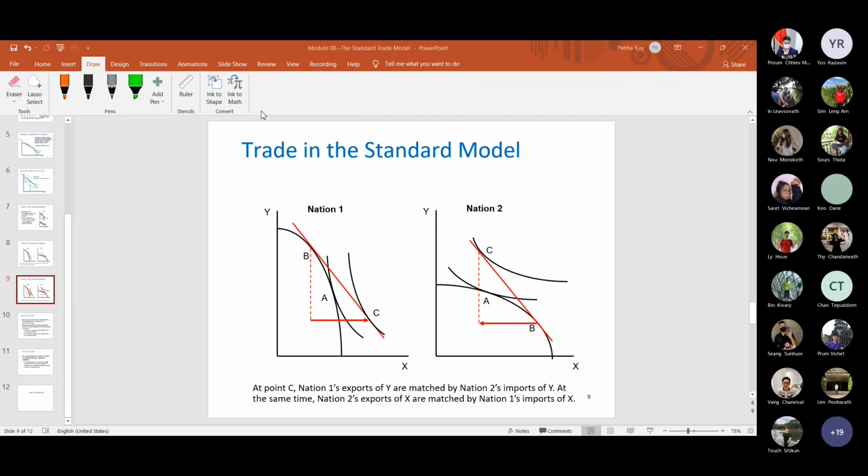I think we still have several more modules to go for the series. There are two more to go for the trade series, and then we're going to come to the trade policy from module 11 until module 16. So there will be a long way to go, but it's all right. We still have enough time for doing this, I believe.